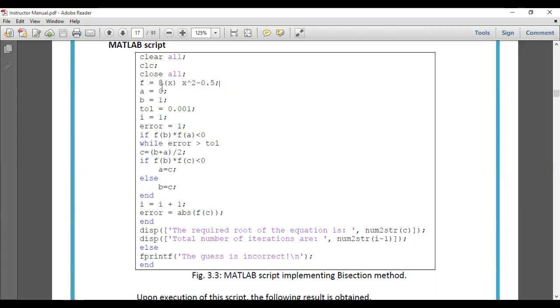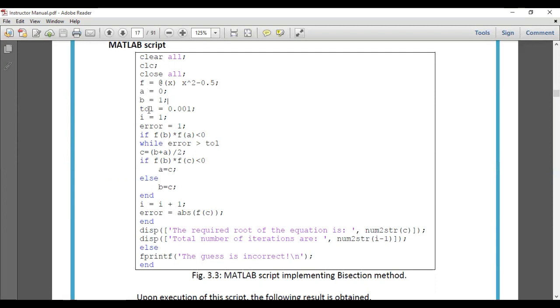So this is our algorithm, and here we will define our function. f is equal to at x square minus 0.5. This is actually a polynomial equation, and it can also be solved using the bisection method, and we will also solve some nonlinear equations. We will specify the initial values of the range, and we will check whether our solution exists in this range or not. So a is equal to 0 and b is equal to 1.